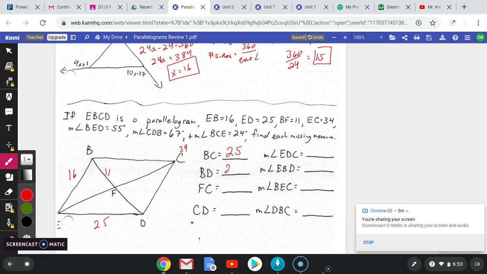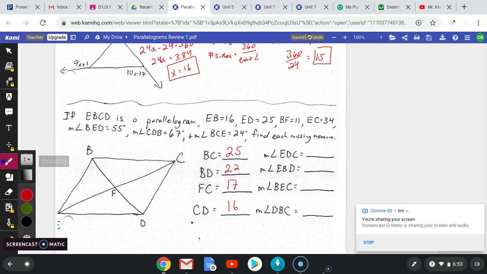BD is 22 because diagonals bisect each other. If BF is 11, FD must be 11, and 11 plus 11 is 22. FC is 17 because, again, diagonals bisect each other. So what's half of 34? 17. And then CD is 16 because those are the opposite sides. So that takes care of the sides here, and from class, it seemed like that was pretty simple.